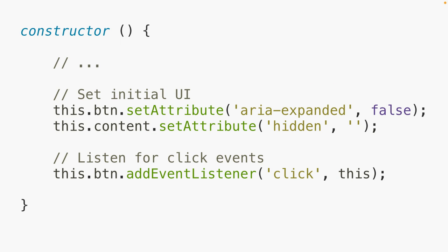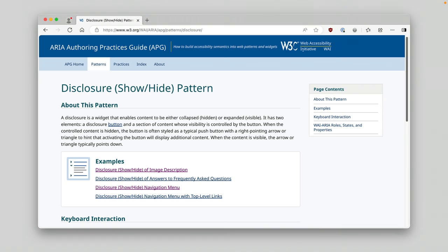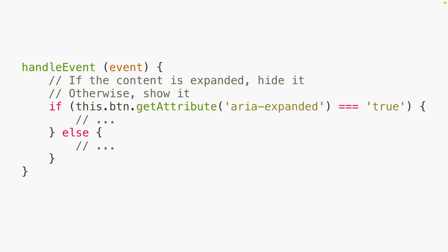Next, we'll add a click event listener to our button. We'll pass in the instance instead of a callback function so that we can use the built-in handleEvent method. Now, under ARIA authoring practices for a show-hide pattern, the button should have an ARIA expanded value of true when the content is visible and false when it's hidden. So inside our handleEvent method, we can check the value of the attribute on our button and then show or hide the content accordingly.